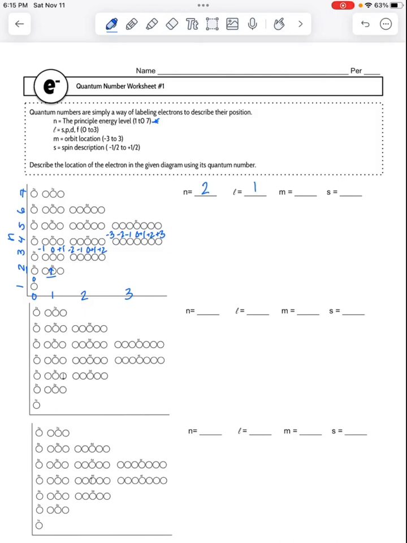So when I look at my problem here, I see I am in the middle orbital. So that means M is equal to 0. And then I'm going to look at my S. Is my spin positive, meaning my arrow is up, or negative, meaning my arrow is down? Here my arrow is up. So S is going to be plus 1/2. That means when I go to write my quantum number, I'm going to have 2, comma 1, comma 0, comma positive 1/2. And I'm going to keep doing that as I go through my problems here.